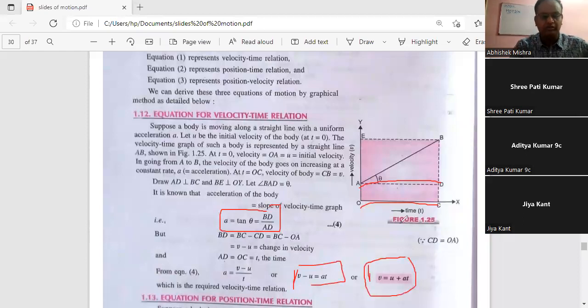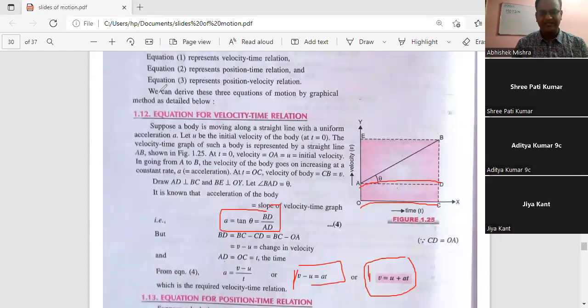So V minus U is equal to AT, therefore V is equal to U plus AT. Is it clear to all the students? Please give me the reply through the chat box. I'm waiting for your reply and then I will proceed further. Okay, maximum of you have said yes, and a few students have shown okay.